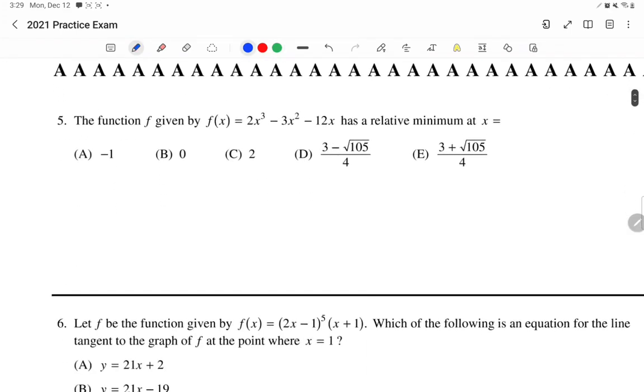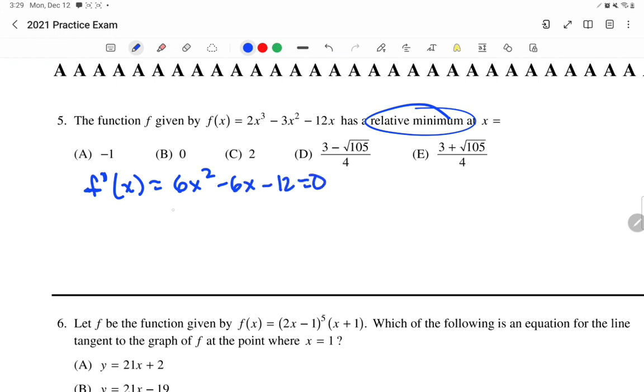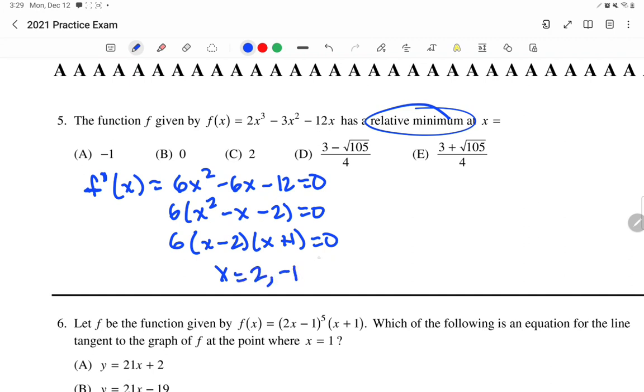All right, next up we're finding a relative minimum. Anytime we're doing a relative minimum, we always start off with f prime of x equal to 0. So f prime of x here is 6x squared minus 6x minus 12. We're going to set that equal to 0 because we're finding a relative minimum. Factor out a 6. Two numbers that multiply to negative 2 and add up to negative 1 would be x minus 2 and x plus 1, which is going to give us x equals 2 and negative 1.